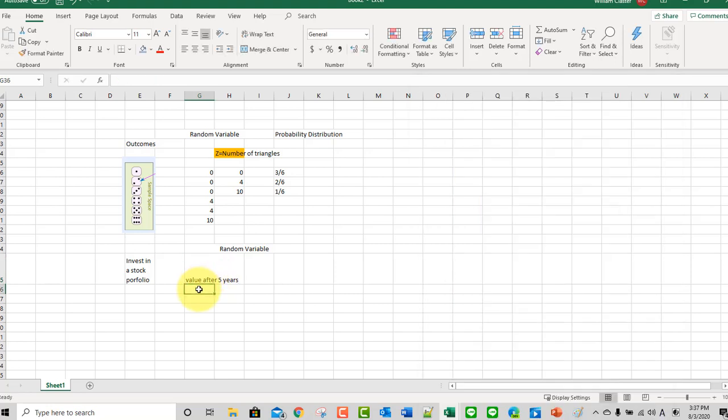Okay, so it could go down to 0. Maybe we're going to lose all our money. It could go down to 4 million, or it could stay the same maybe. It could go up to 10 million maybe. It could even go up to 20 million.